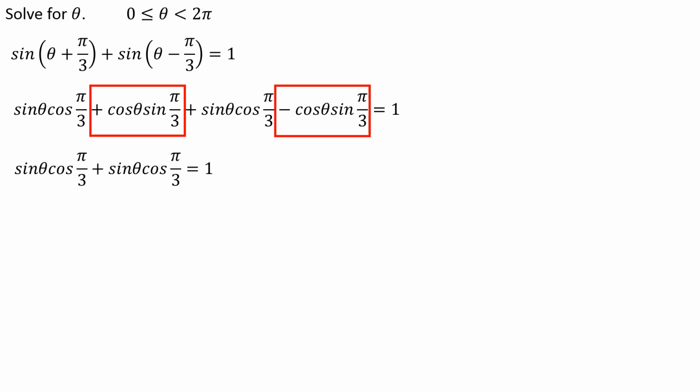Of course, you know what cosine of pi over 3 is. Cosine of pi over 3 is just 1/2. Of course, I have half of a sine theta plus another half of a sine theta. I just have 1 sine of theta. Of course, I'm not going to write 1 sine theta, right? Because 1 times sine of theta is just sine of theta.